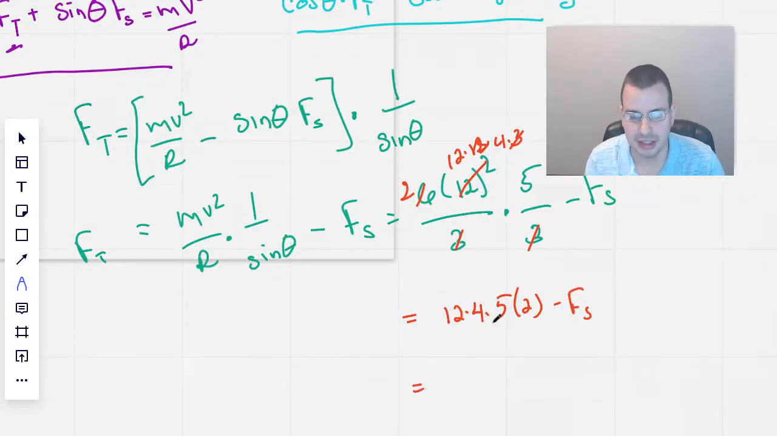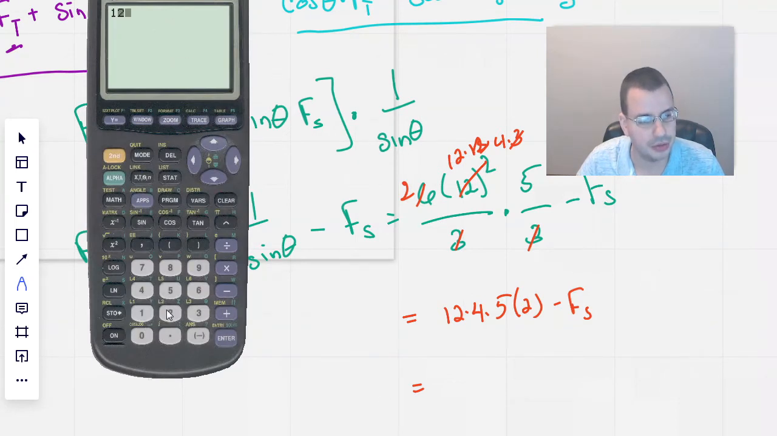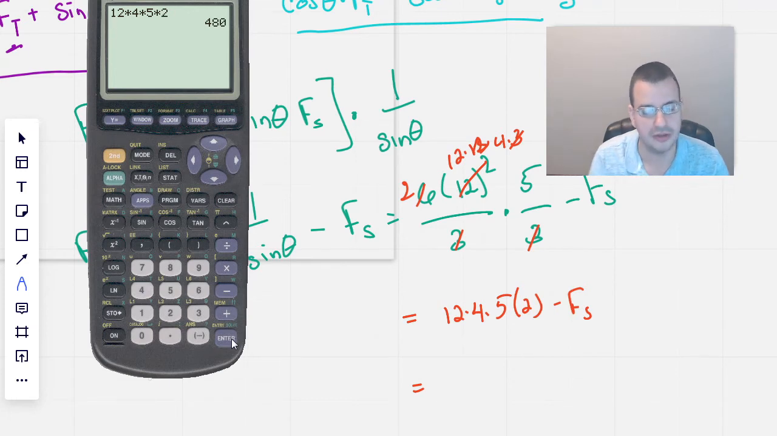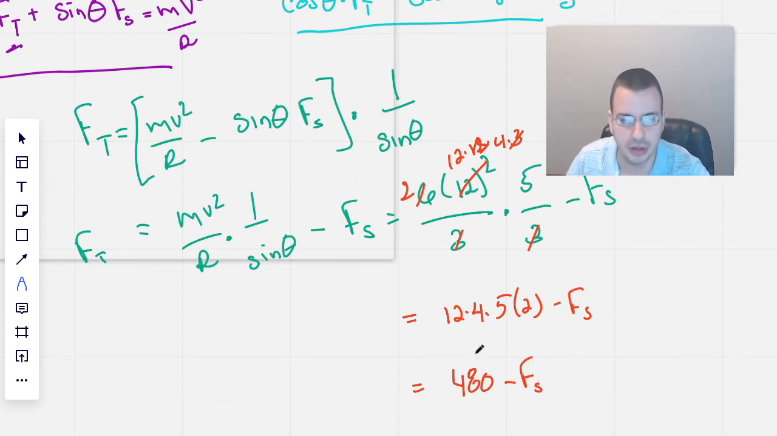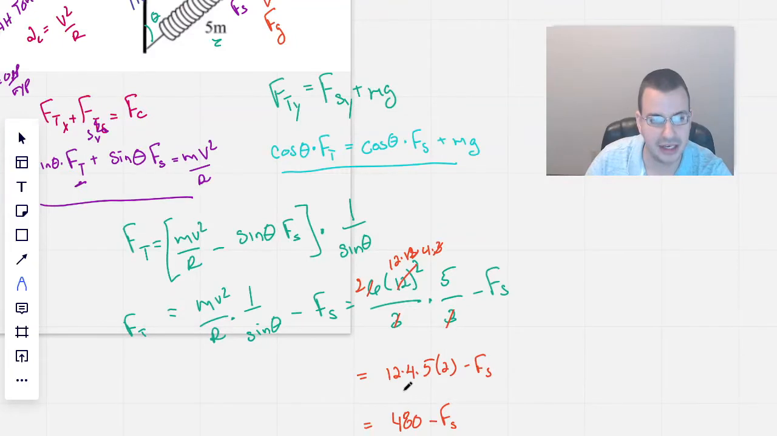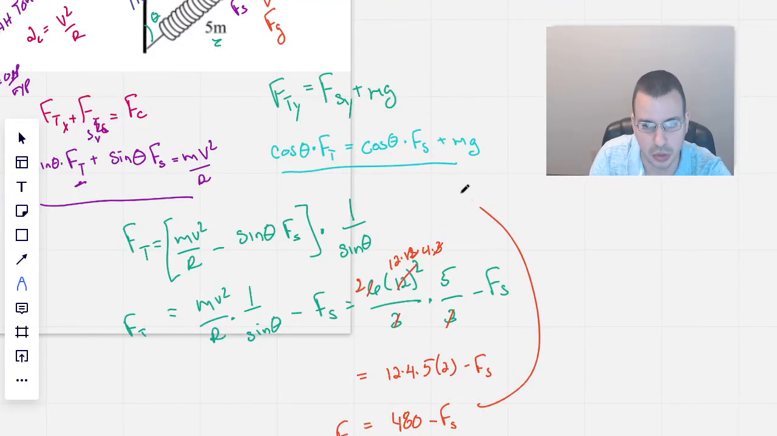And that's going to be, I should be able to do it in my head. I can't. Well, I'm not going to. 12 times 4 times 5 times 2, 480. 480 minus force spring. This is probably 480 newtons. Okay, so now that we got that done, we can plug this in to this equation up here.